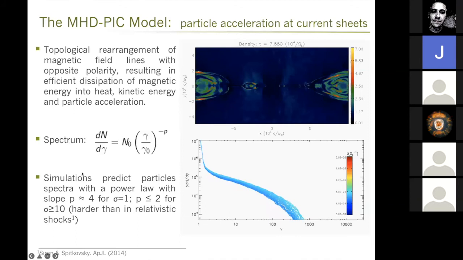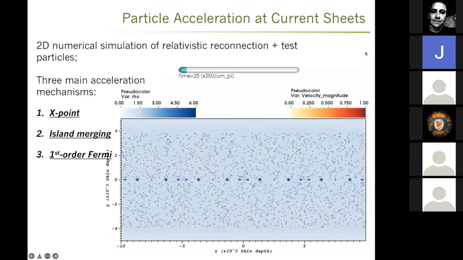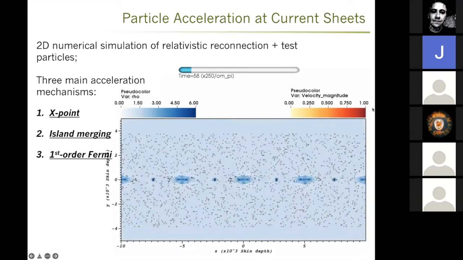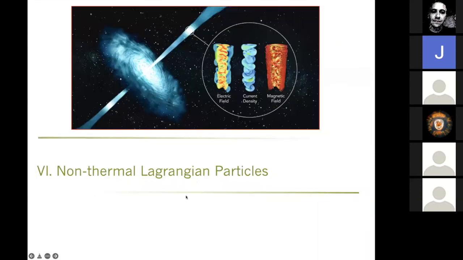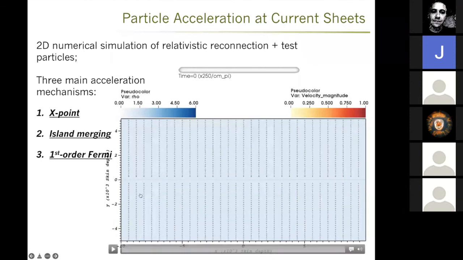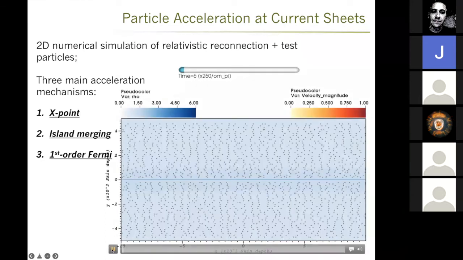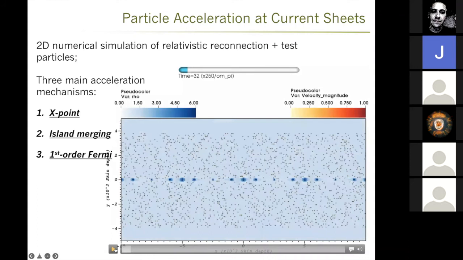So if you try to plot the particles, let's hope that my PowerPoint doesn't crash here. It didn't crash, luckily. So here is what happened. Let's go back and take a look at the movie. Now the field will start to reconnect. The particles are represented by these green dots. Now you see the formation of many islands.